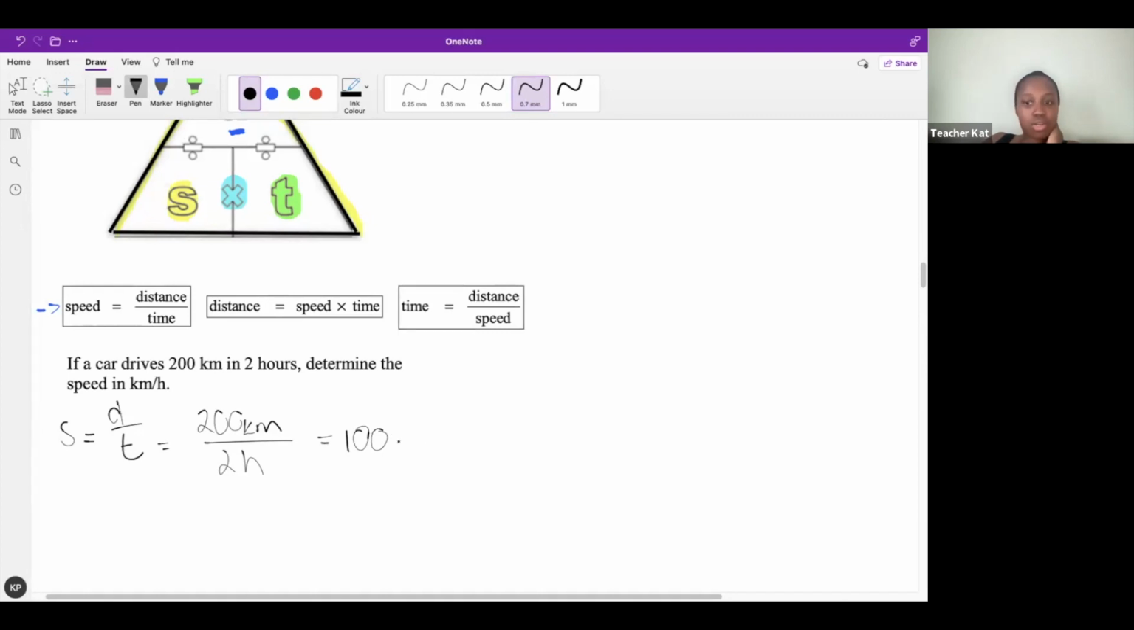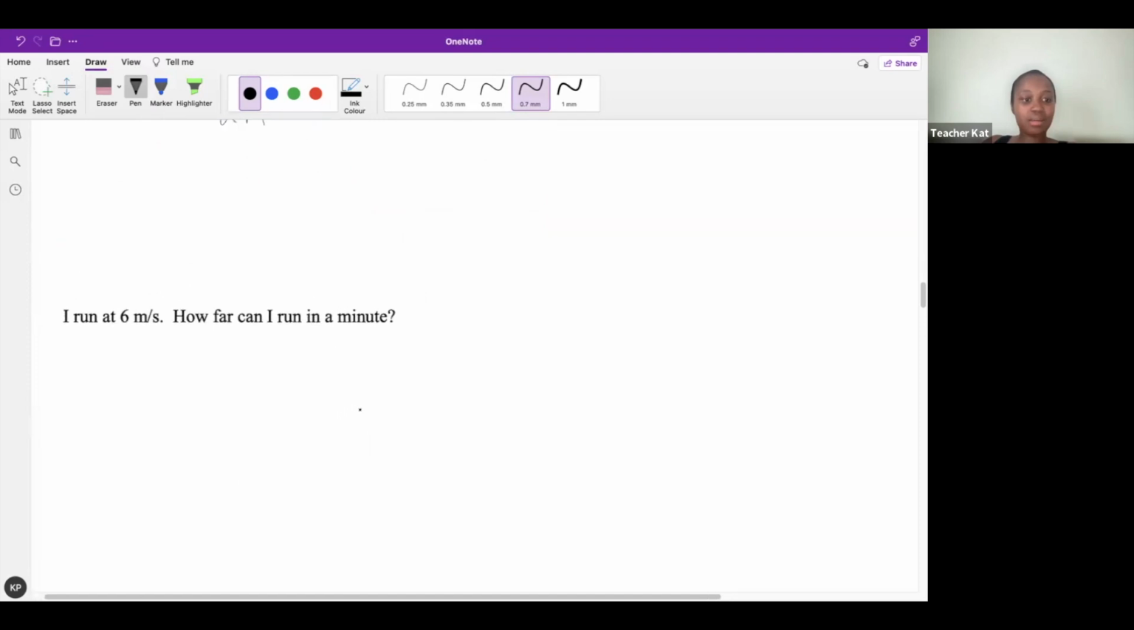Thanks, Buhlali and Logan. And yeah, 100 kilometers per hour. So every hour you drive 100 kilometers, which is pretty fast. It's not that bad, but it's fast.